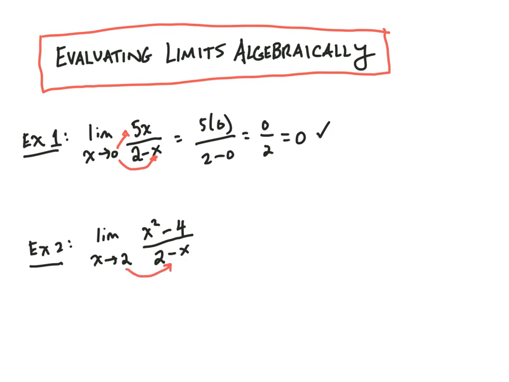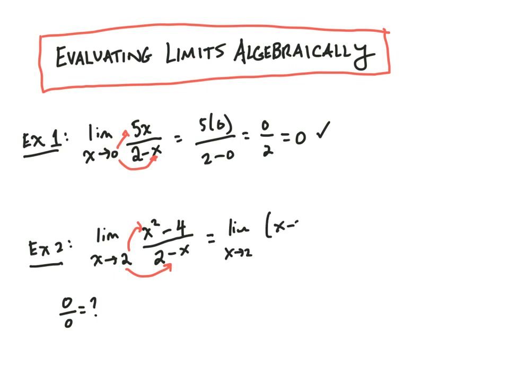In our second example, we'll see that direct substitution doesn't work. When I try to plug in 2, I get a 0 divided by 0, which is not something that we know how to evaluate. So it requires further investigation. What that means in this example is factoring.